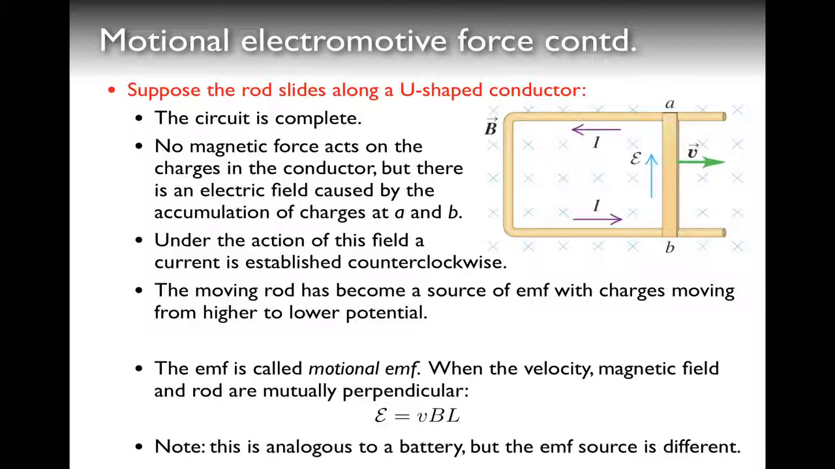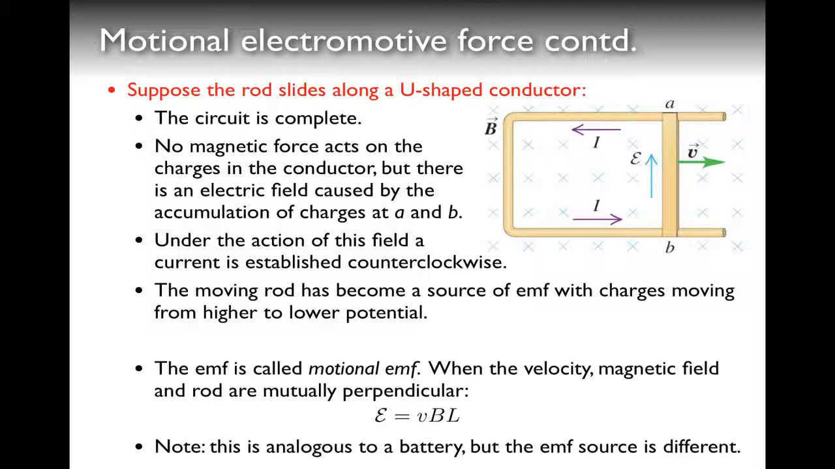Now, under the action of this electric field, a current is established counterclockwise, and the moving rod has become now a source of EMF with charges moving from the higher to lower potentials. In some ways, you can see this rod as a type of battery.